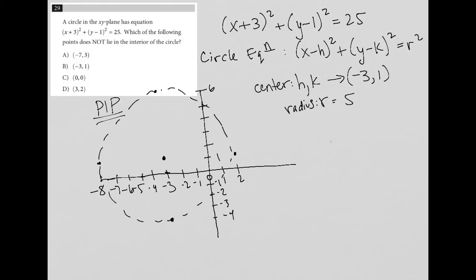So which of the following points does not lie in the interior of the circle? Well, let's see, (−7, 3). So this is 3 and this is −7. That's right there. That's inside the circle. How about (−3, 1)? Well, yeah, that's the center, right? So that's definitely inside the circle. How about (0, 0)? That's also inside the circle. And then (3, 2), right? (3, 2) is way over here. That's outside the circle. So answer choice D is the right answer.